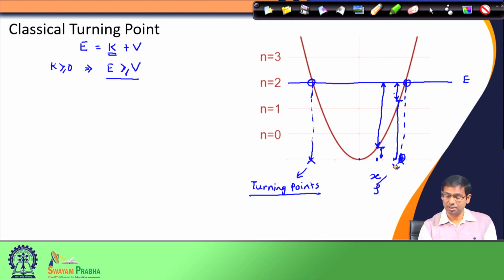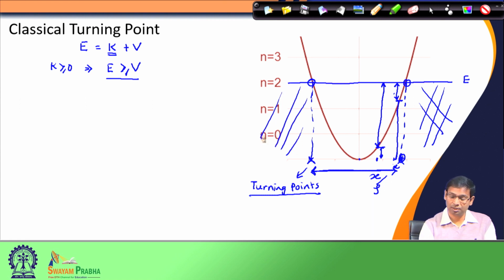So the classical harmonic oscillator is allowed to show displacement between this and this turning point. Beyond these turning points, all these regions are forbidden for a classical harmonic oscillator. Why? Because if the system has to go up to this displacement, its potential energy becomes greater than the total energy and the kinetic energy becomes negative, which is absurd. Therefore, the classical harmonic oscillator is confined within the 2 turning points.